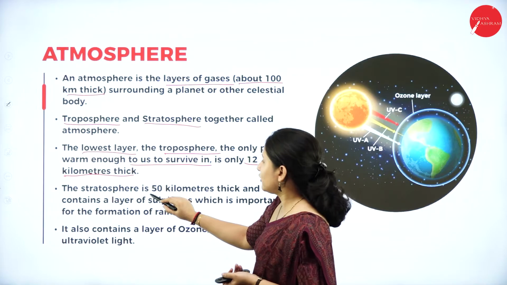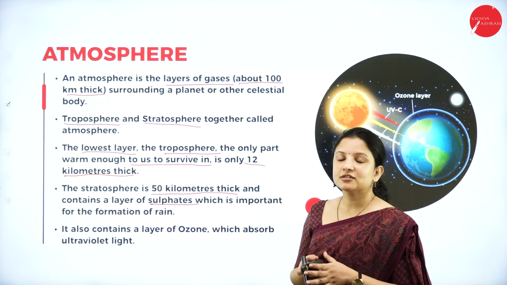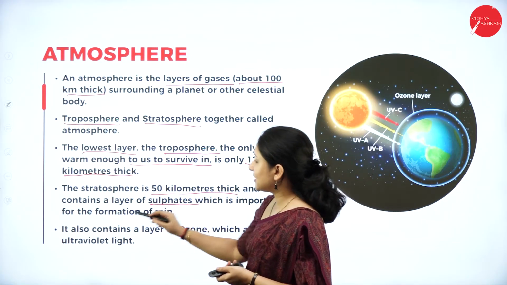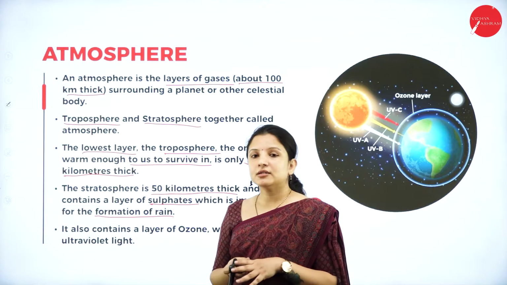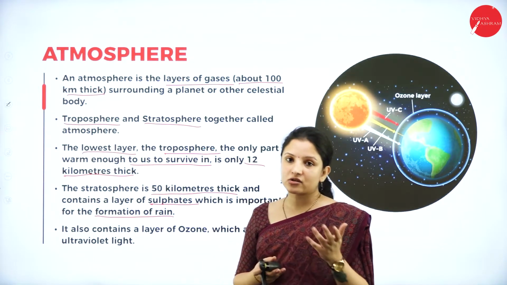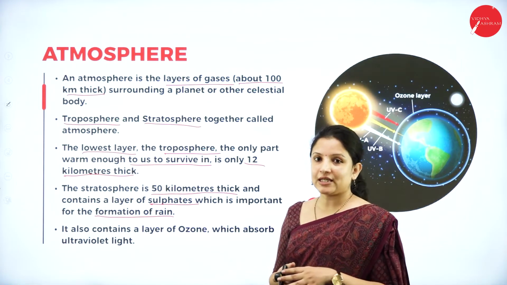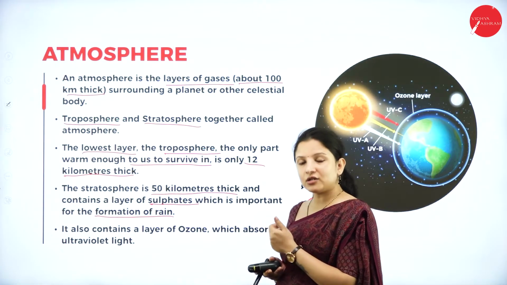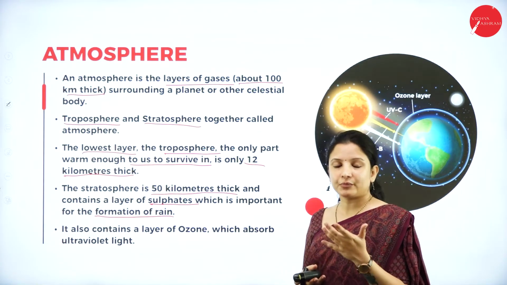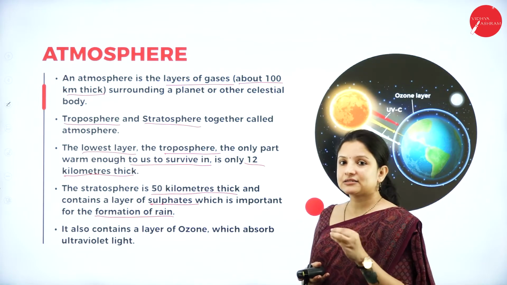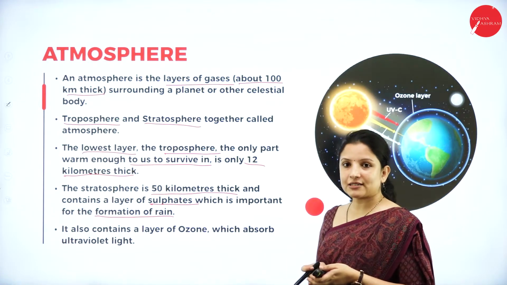And the stratosphere is about 50 kilometers thick, and it contains a layer of sulfates, and this sulfate is very, very important. Why? Because this sulfate is the one that helps in the formation of rain. You all have heard about cloud seeding, right? During extreme summers, when we don't get rain at the proper time and the summer extends, at that time the government usually goes for cloud seeding. In cloud seeding, they use this particular chemical called sulfate itself. So in the stratosphere layer of the atmosphere, which is about 50 kilometers thick, sulfates are present, and these sulfates are very, very important for the formation of rain.